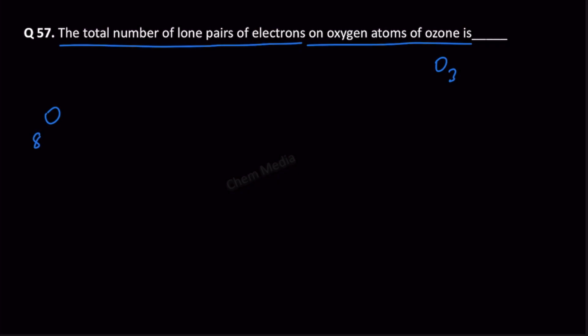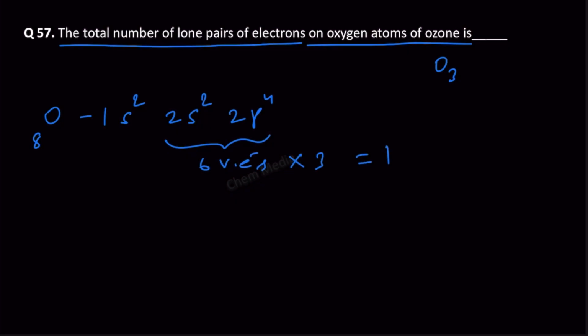The atomic number of oxygen is 8. Therefore, the electronic configuration is 1s2, 2s2, 2p4. We have 6 valence electrons in each oxygen. So, 6 times 3 is equal to 18 valence electrons. Using 18 valence electrons, let us write the Lewis structure of O3. If we do that, then we can figure out the lone pairs of electrons.